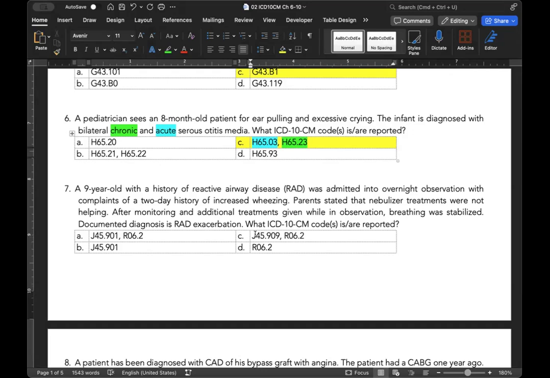Tiffany, one other question. I have a question. You always said that you code the acute first and then chronic. Is that right? Correct. Remember there's a guideline that does talk about that.